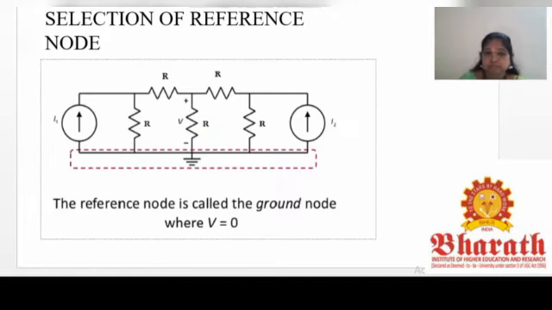See here, this is the circuit I have taken. This circuit has two current sources, I1 and I2, and we have five resistances connected in series and parallel. So this is going to be one electrical network. It may be any sort of circuit. Here we are going to select the grounded node in the return path of the circuit.